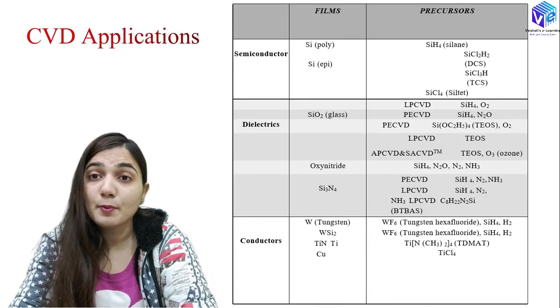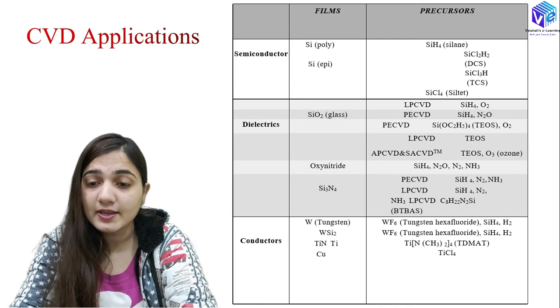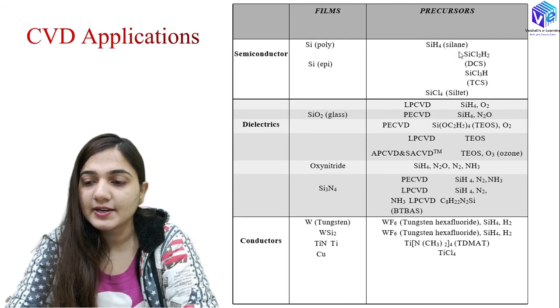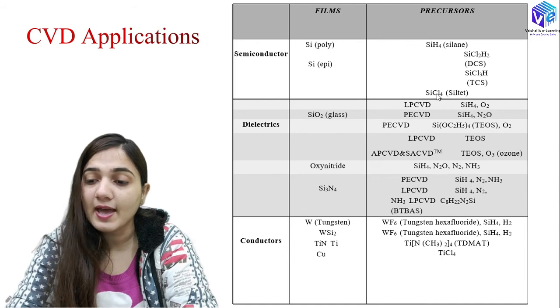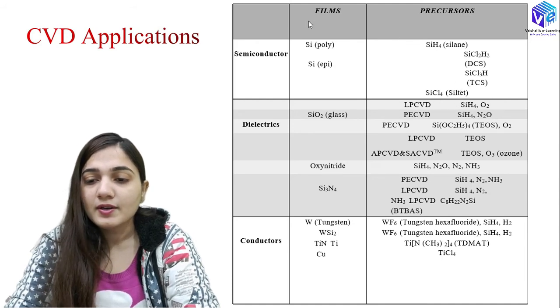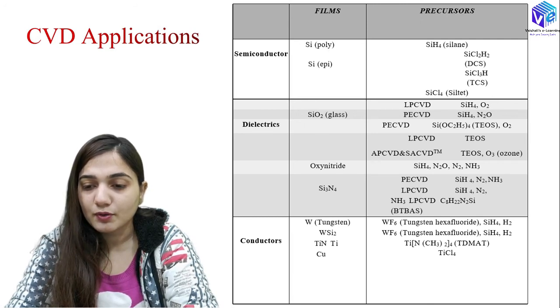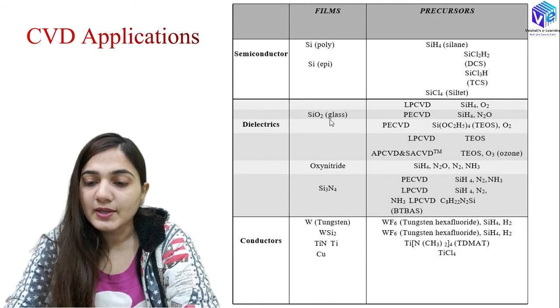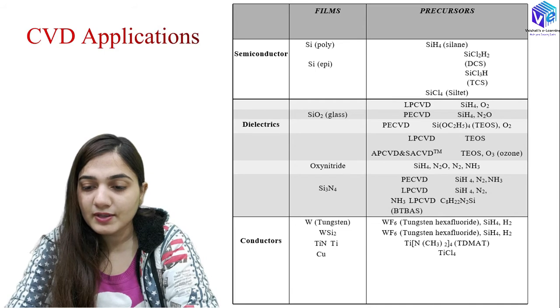So there are various applications of the CVD. So we have the polysilicon layer formation and the epitaxial silicon layer formation. We can use the precursors silane, dichlorosilane, trichlorosilane, as well as silicon tetrachloride for the polysilicon deposition as well as the epitaxial silicon deposition. Okay, so now we have the dielectric formation as well. So we can form the SiO2 layer with the CVD, we can form the oxynitride layer, we can form the silicon nitride layer as well.